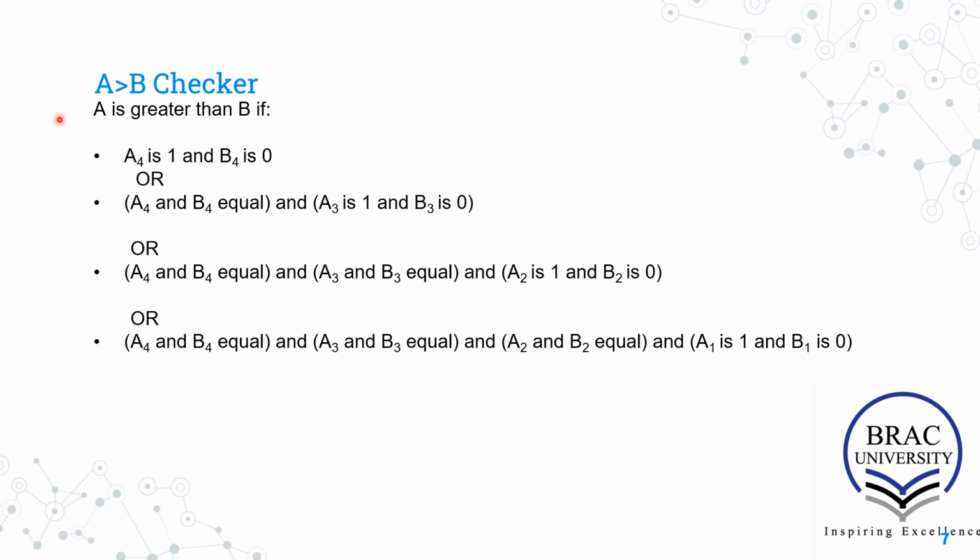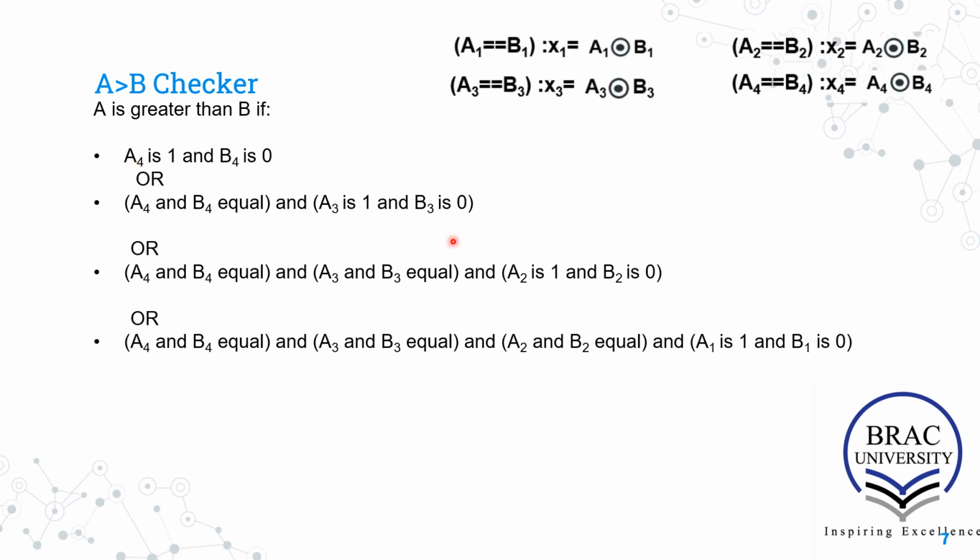Till now we have only come up with the conditions. Now we will translate these to Boolean equations. So again, just to review, A is greater than B if one of these four conditions are met. And to translate these to Boolean equations, we will need the help of these functions. Now, if you recall, these functions were shown when we were learning about equality checking.